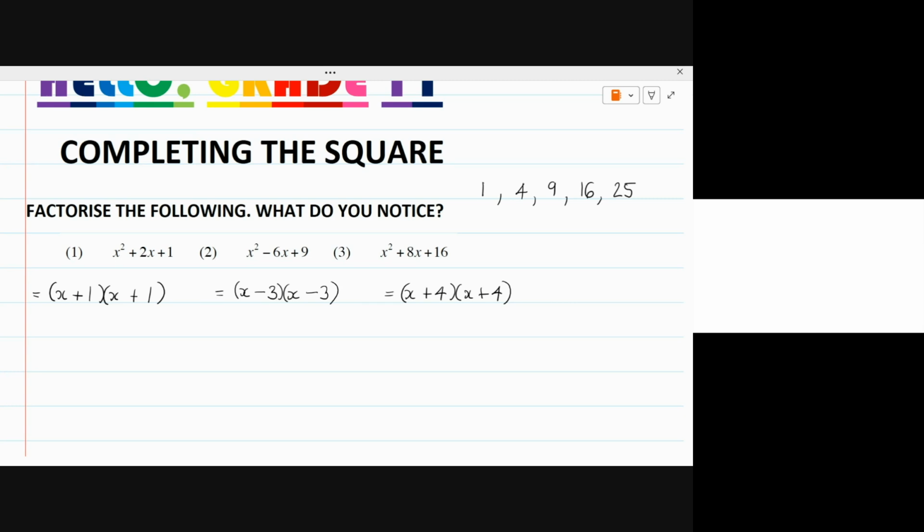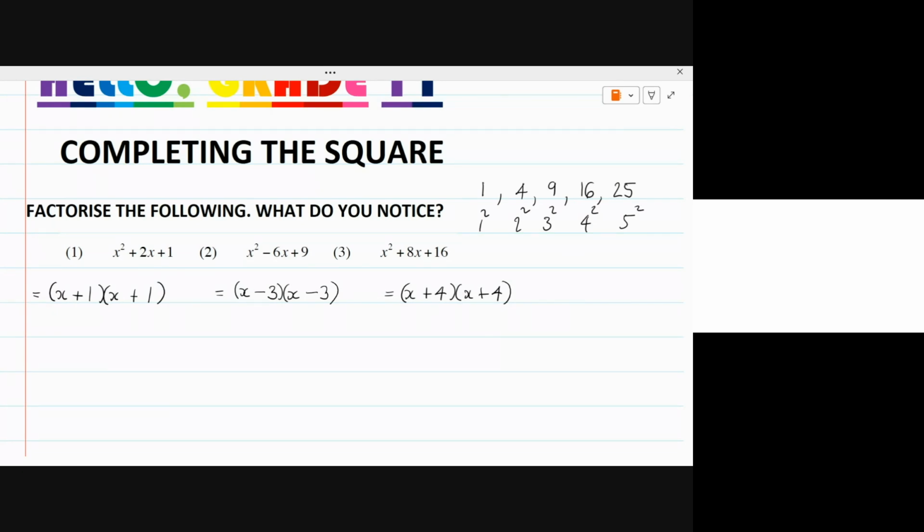Good, Narita, that's it. These are perfect squares. Are we all in agreement? Yes, they're perfect squares because 1 is 1 squared. 4 is 2 squared, 9 is 3 squared, this is 4 squared, this is 5 squared. Now, the way we've just factorized these, they've also just given us perfect squares. The only difference is that the perfect square is the bracket itself.